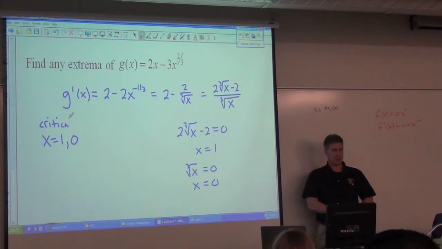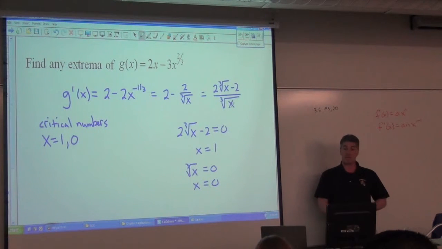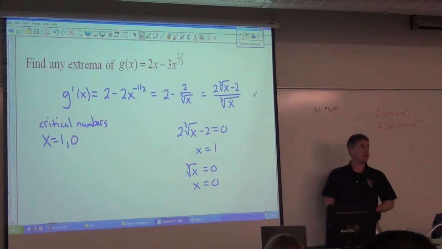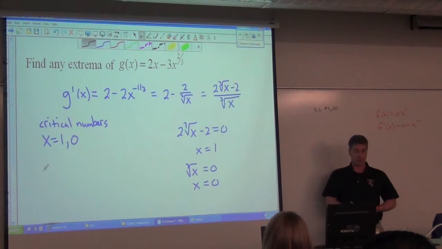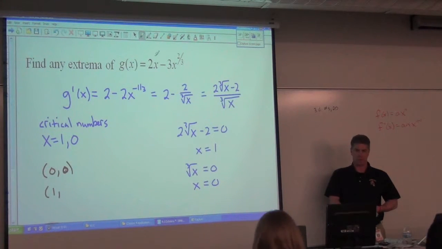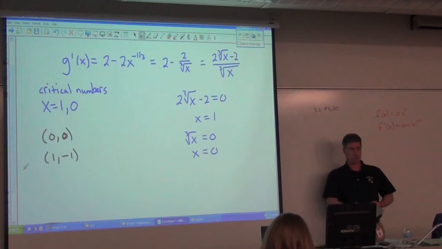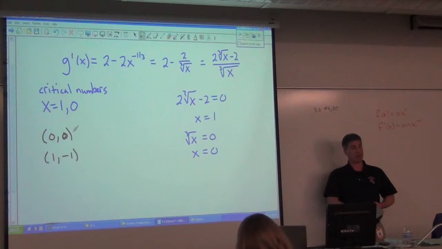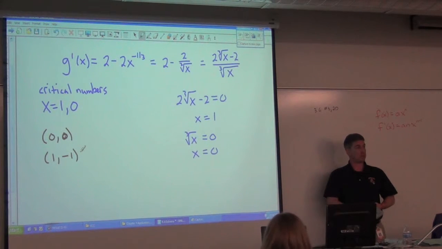We call them critical numbers because that's where the first derivative is 0 or undefined. A lot of times people forget to look for where it's undefined. So now if we go back to do our points, when x is 0, if we put 0 in here, we get 0. And if x is 1, put 1 in there, we get 2 minus 3, we get negative 1. So this one, 0, 0, I'm thinking is probably the relative minimum. Or relative maximum, this is the relative minimum.